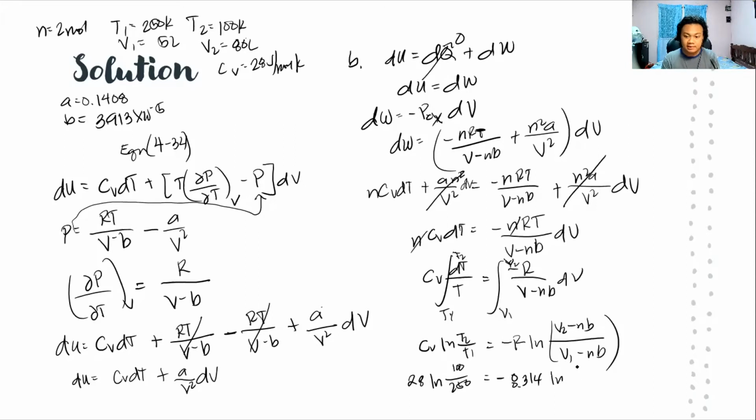Okay, and then 8.314 ln v2, diba? Bilang v2, that's what we are finding, diba? v2. And then we have n, which is our 2, and then b, 3.913 times 10 to the negative 5, and also v1, 0.005, diba? 5 minus 2, then 3.913 times 10 to the negative 5. Okay, so shift solve to find v2. Then you can find v2.